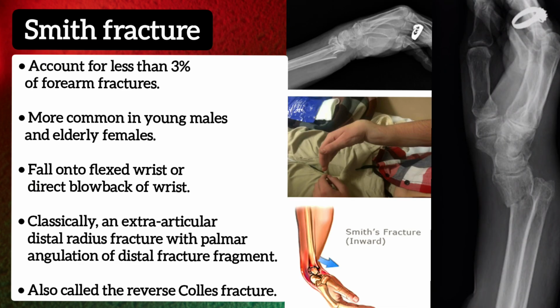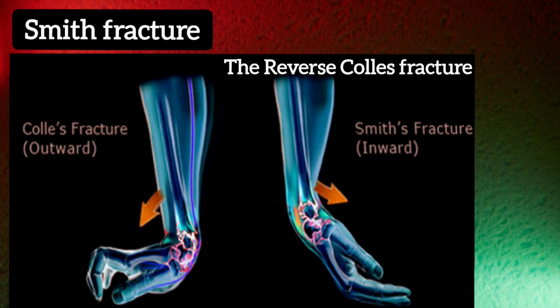Smith fracture. Accounts for less than 3% of forearm fractures. More common in young males and elderly females. Fall onto flexed wrist or direct blow to the back of the wrist. Classically, an extra-articular distal radius fracture with palmar angulation of distal fracture fragment. Also called the reverse Colles fracture.